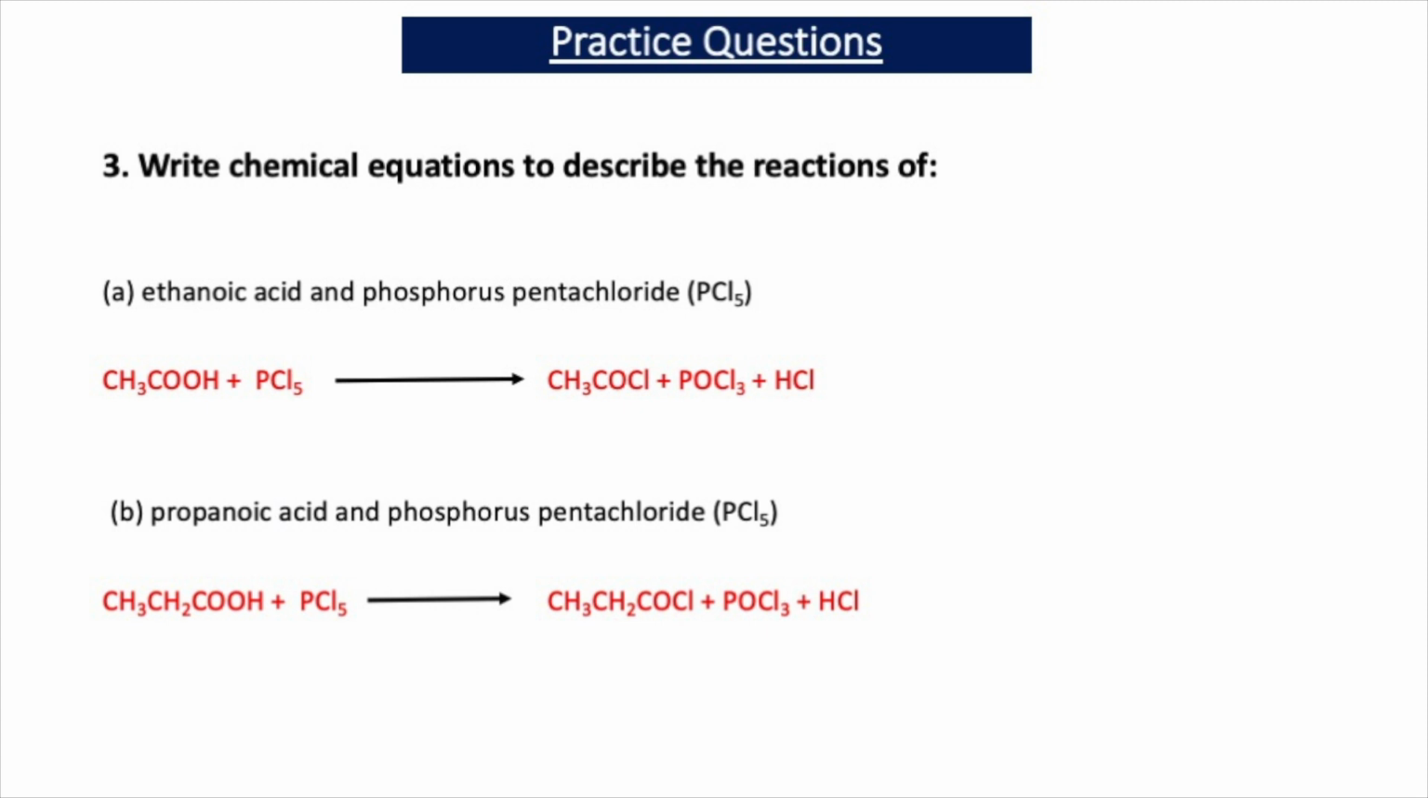Now the equation for propanoic acid and phosphorus pentachloride is very similar. Propanoic acid is CH3CH2COOH. You react it with PCl5, so it's plus PCl5, and you get CH3CH2COCl, which is propanoyl chloride, plus POCl3, phosphorus trichloride oxide, and HCl, hydrogen chloride gas.